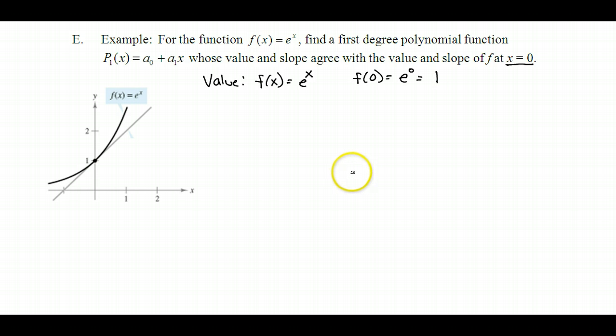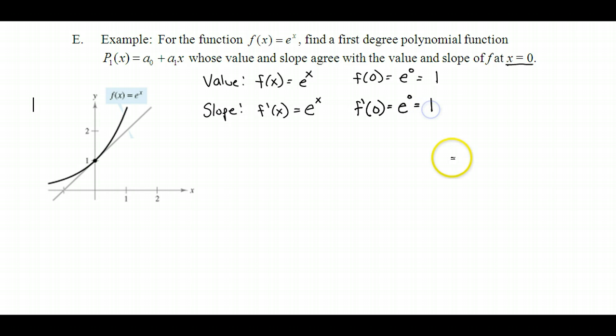We also have to show that our slope is equivalent. Here's our original function, and I'll write down slope so we know what we're doing here. In order to get slope, well, how do you get slope? We take our derivative, so we have f prime of x. Our original function is e to the x, and the derivative of e to the x is e to the x. We want to calculate our slope at 0, the point that we're expanding about. So here's e to the power of 0, which is also equal to 1.